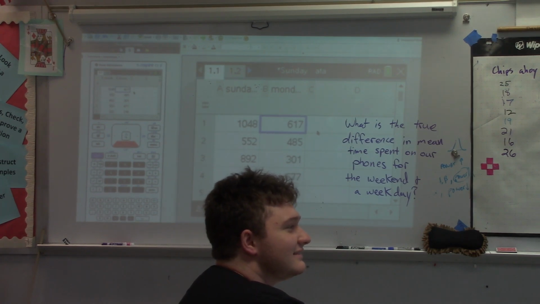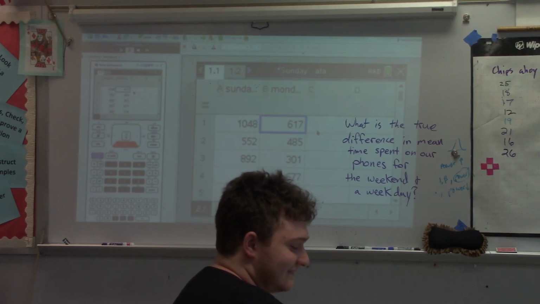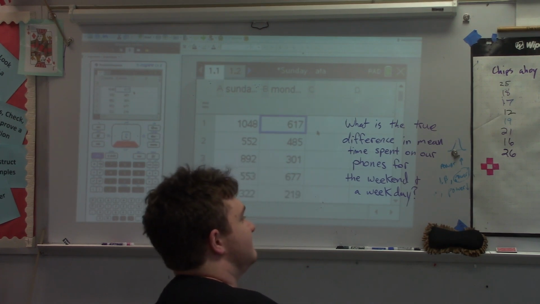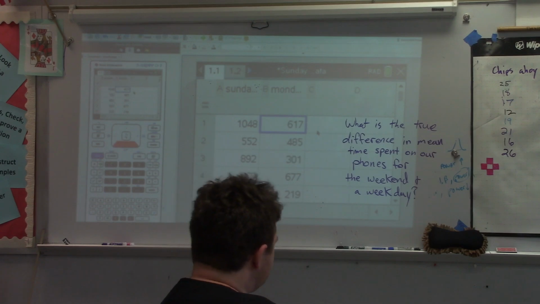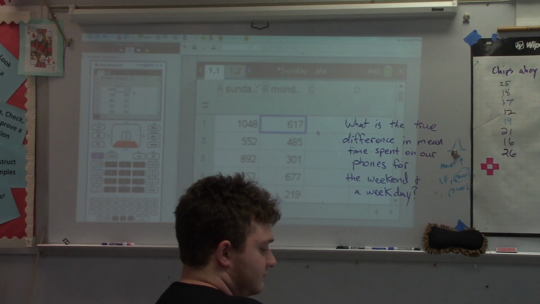It is so great. Alright, so here's what I want us to do. First things first, we want to compare this. So what are we first going to do if we want to find the true difference in mean time spent on our phones for the weekend and weekday? I'm so glad you didn't say jump to the calculator. What are we going to do first?